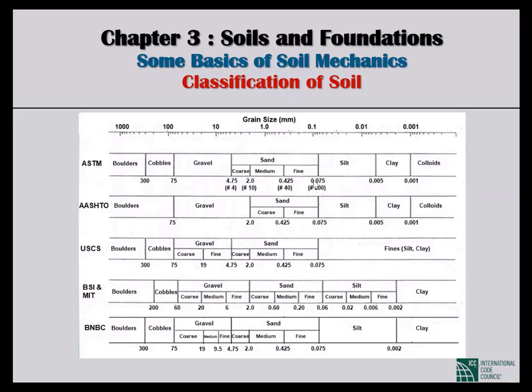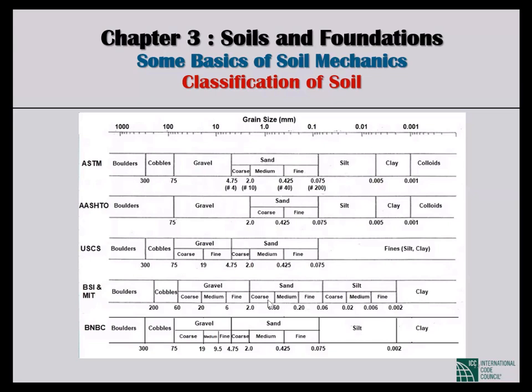So from 0.075 to 4.75 millimeter, it is sand. Then 4.75 and above, generally speaking, is gravel. But gravel, you can further classify as cobble and boulder. So if it is 75 millimeter, that means 3 inch, to 12 inch, we call it cobble, and otherwise it is boulder. So in other classifications, slight differences are there.